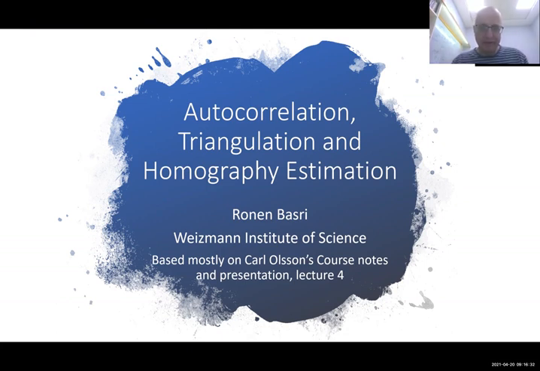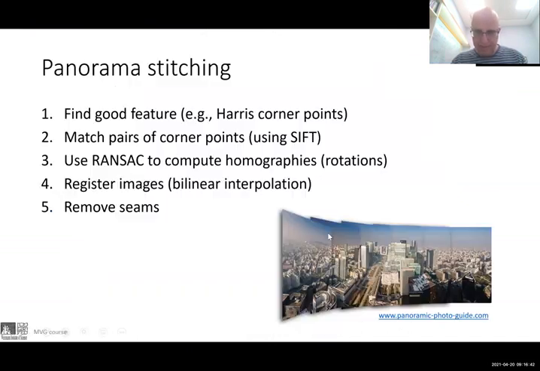The class today will deal with autocorrelation, triangulation, and homography estimation. We will deal a little bit with a very popular application that you have on your cellular phone, which is called panorama stitching.